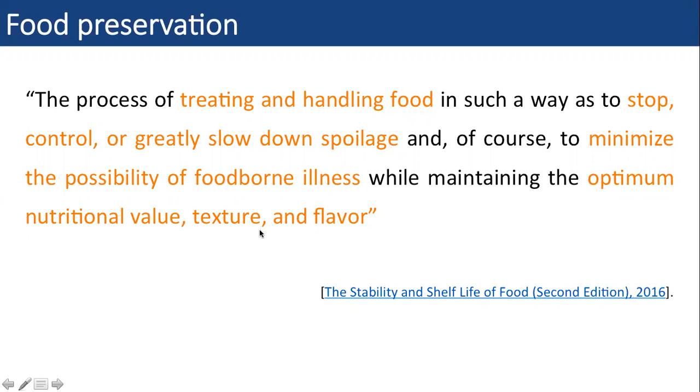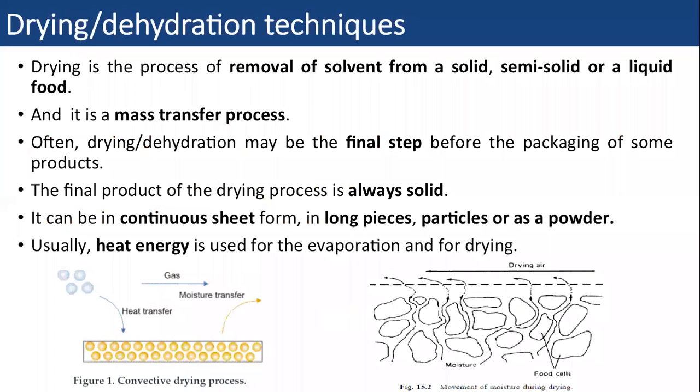So we can preserve foods by burying also, right? And we can preserve foods by dehydration and drying also. But the optimum nutritional value, texture and flavor is very important, and also color. So when we are doing preservation methods, we have to consider and rethink its nutrition value and sensorial quality. Right? I think it's clear.